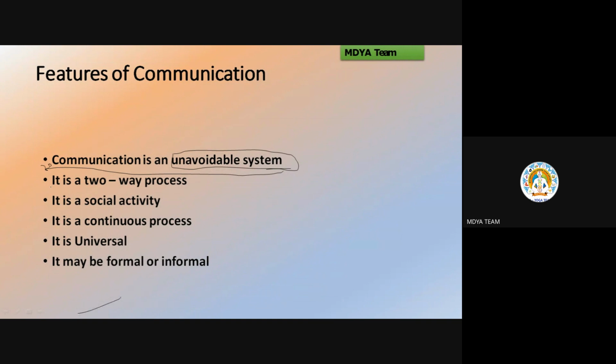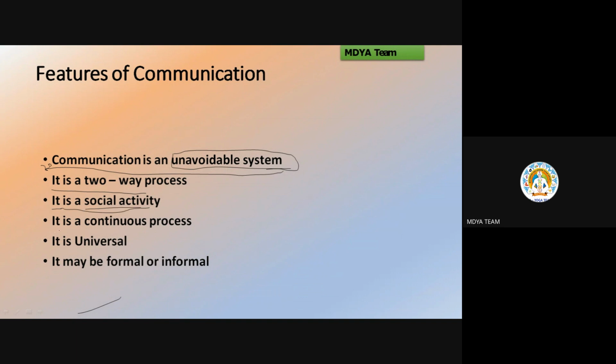It is a two-way process, as there is a sender and a receiver. One sends a message, the other receives it, then the other again sends a message. So it is a two-way process between at least two people. It is a social activity. A society or our social life cannot exist if there is no communication.